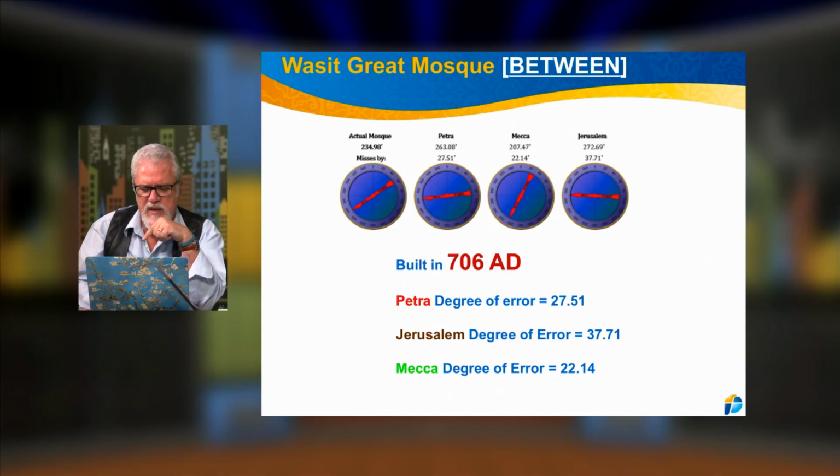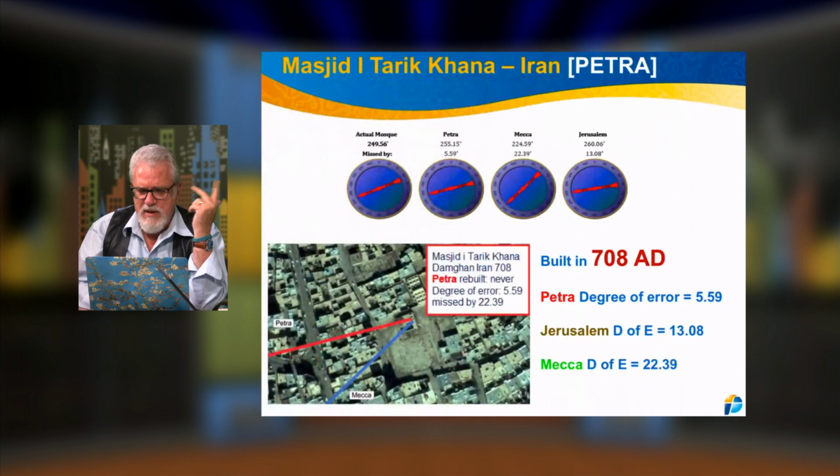So this is in between, not Petra in the north or Mecca in the south. It's somewhere about halfway in between. You can look at the degree of error, 27, 37, and 22 from Jerusalem. Then we get this mosque in 708, back to Petra again.